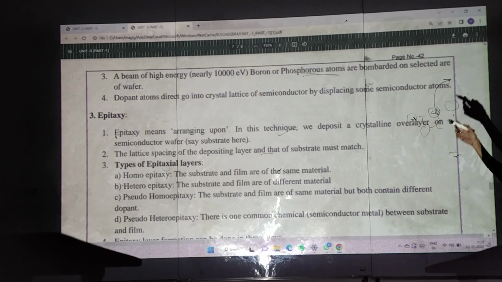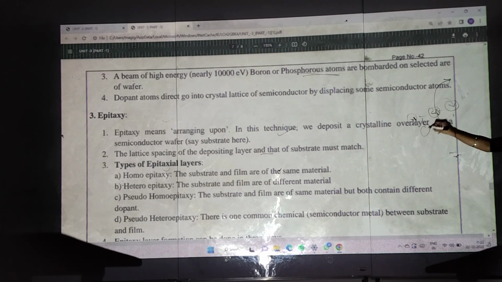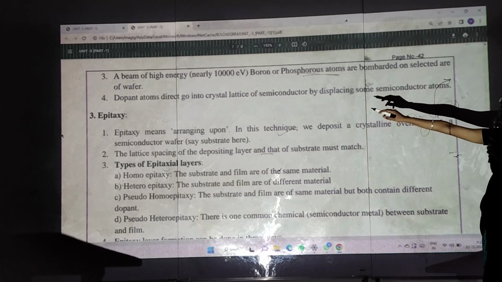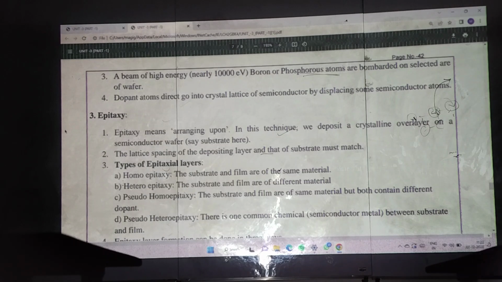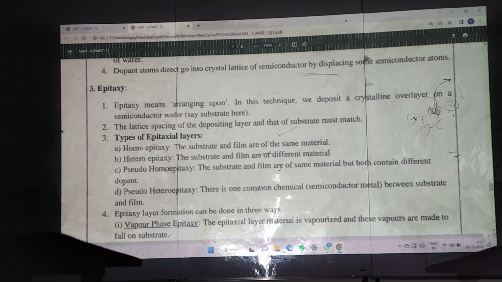A beam of high energy boron or phosphorus atoms is bombarded on a selected area of a wafer. The dopant atoms go directly into the crystal lattice of the semiconductor by displacing some semiconductor atoms. If I want a particular lattice site, the dopant will directly dope into that site. Displacing semiconductor atoms means, if I am taking a silicon structure, it will displace the silicon and the boron will occupy the lattice site. Easy? Yes?